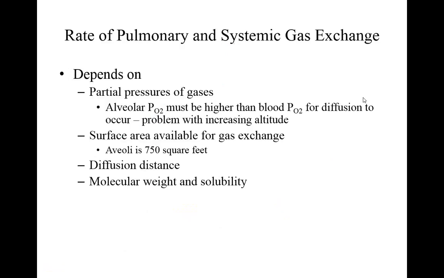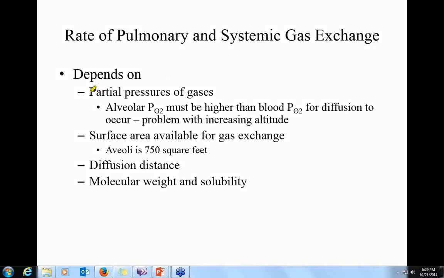Now the rate of pulmonary gas exchange again depends on partial pressures. So again, we're going from higher to lower pressures. The surface area. The more surface area, the easier gas exchange is. So if you unfolded the lung, again, the alveoli are nice and round. They look like little grapes. You get 75 square feet of lung tissue. Diffusion distance, remember this was only 0.5 microns. Also molecular weight and solubility.